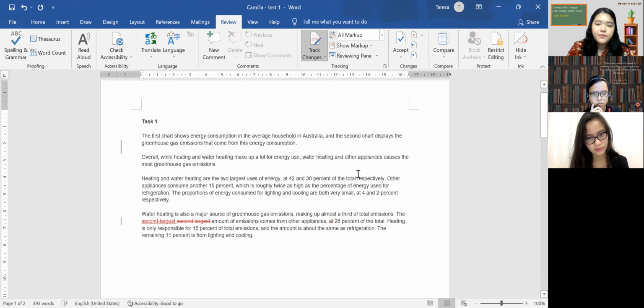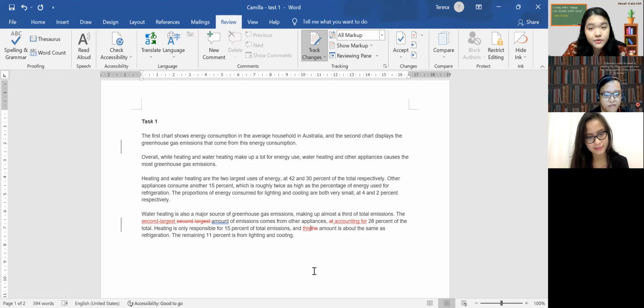For variation, you can use "accounting for 28% of the total." Or "it's only responsible for." Okay, let's use this amount. It's about the same as refrigeration. A little percent is from lighting and cooling. Overall, very good. I don't see any grammar mistakes too, which is good. Thank you. Yeah, basically, good job.